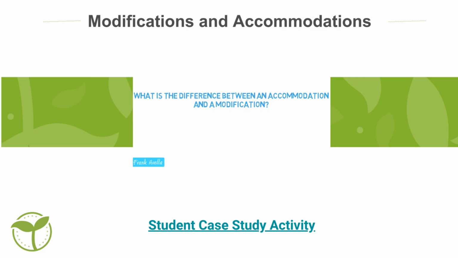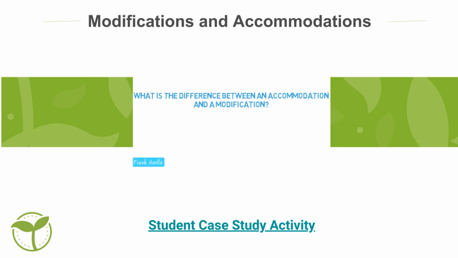At this time, please click on the link on your resource sheet for the modifications and accommodation videos listed for slide 11. This is really where classroom application of the IEP comes into play. The difference between modifications and accommodations is vital. Accommodations change how a student learns. They level the playing field. Examples include extended time on test, preferred seating, reduced distractions, or a calculator for a math test. They do not change the content or the expectations.